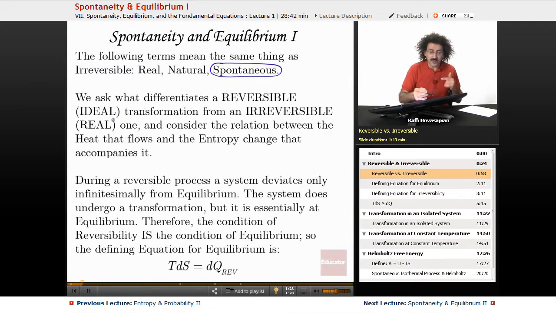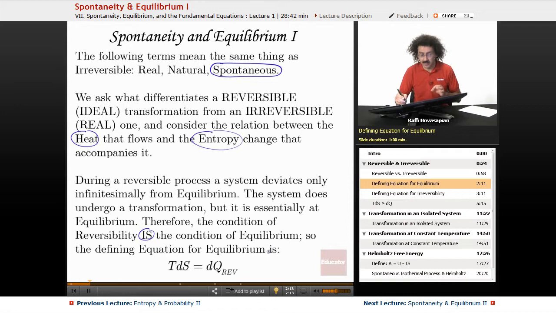So what differentiates a reversible transformation from an irreversible transformation, a real one? We consider the relation between the heat that flows and the entropy change that accompanies that heat flow in a given process. Okay. During a reversible process, a system deviates only infinitesimally from equilibrium. We've talked about that a lot, especially when we talked about energy. The system does undergo a transformation, but it is essentially at equilibrium during the whole step, because you're only deviating slightly from where you are, so essentially you're at equilibrium. Therefore, the condition of reversibility is the condition of equilibrium.